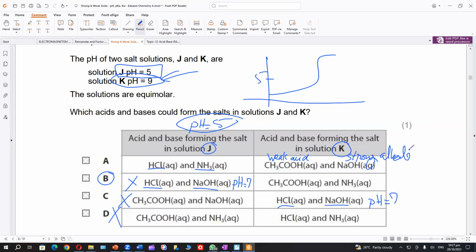If I'm using a strong alkali, do you think the graph can reach up to 9? Yes, so 9 is possible. The pH of K, look at the given data, pH is equal to 9. All right.